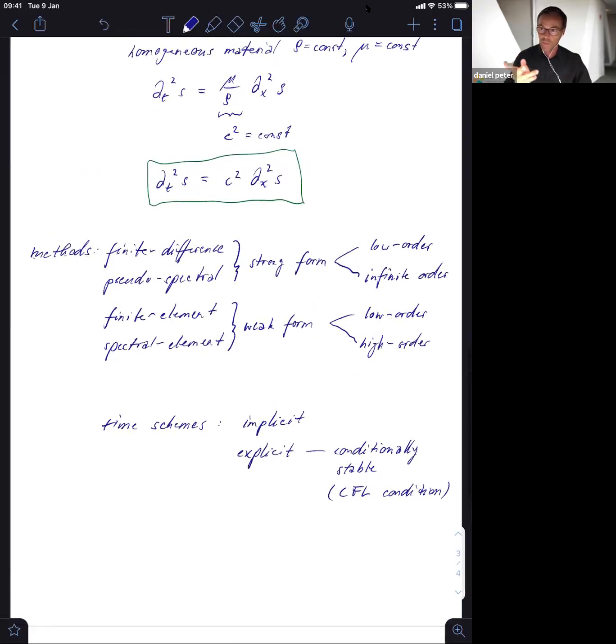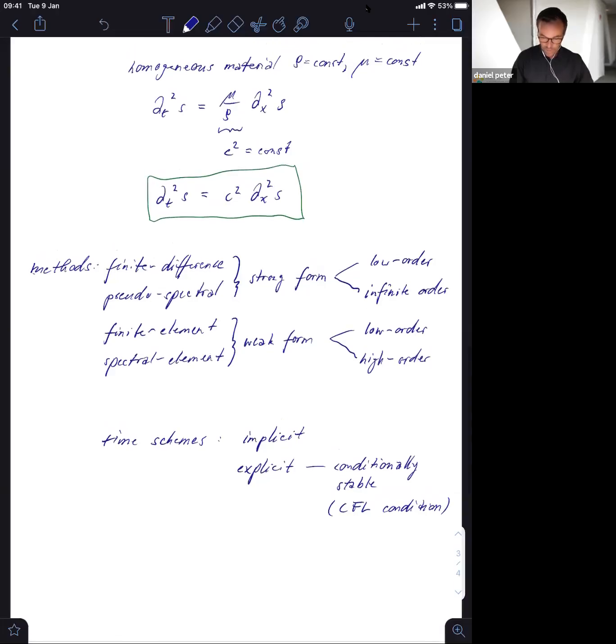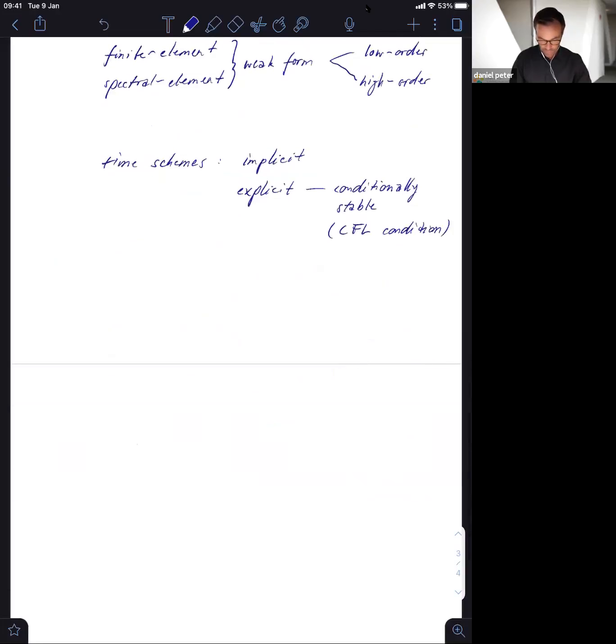So you see strong form, weak form, low order, high order methods, implicit, explicit schemes, conditionally stable, unconditionally stable. All these kinds of expressions we already saw in this class. So these are the main points when it comes to numerical schemes. And things we didn't look at yet. So that's what we had so far. The missing points or details.